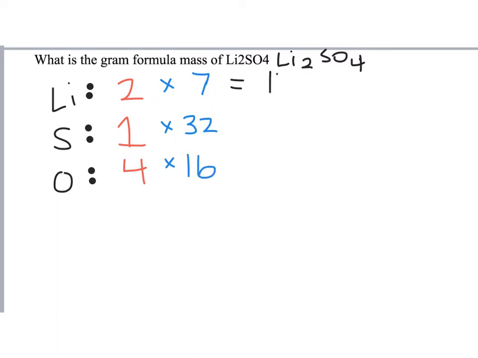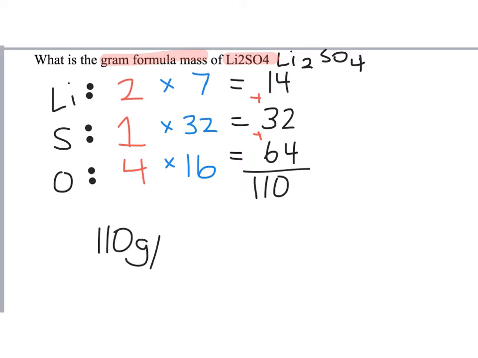We're going to multiply these things out: 14, 32, 64, and then simply add all of these up, plus, plus, and we will get our final answer, which should be 110, and then we have to put the units on that. The gram formula mass of this substance is going to be 110 grams per mole.